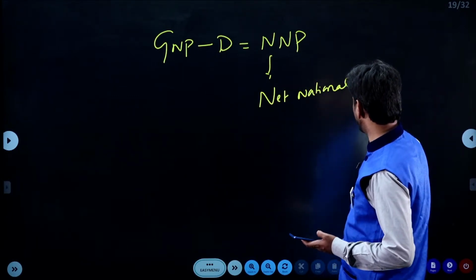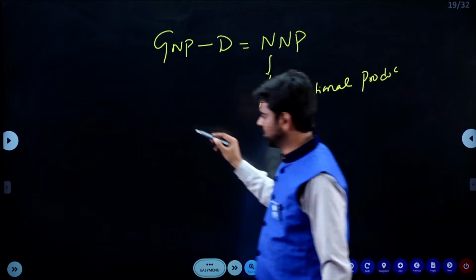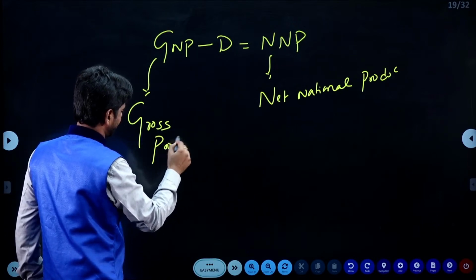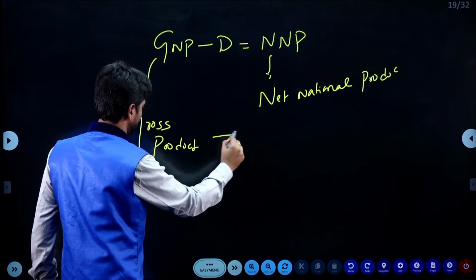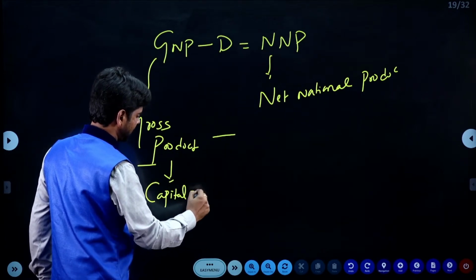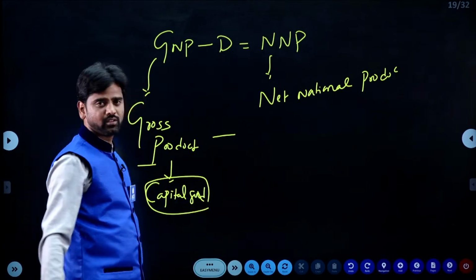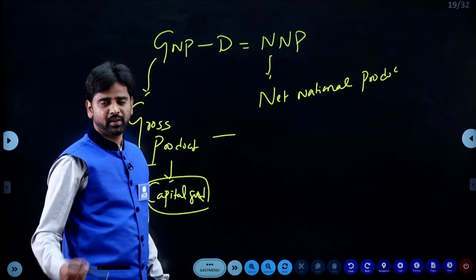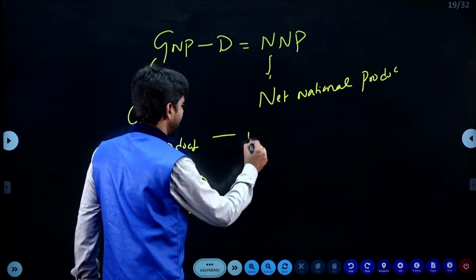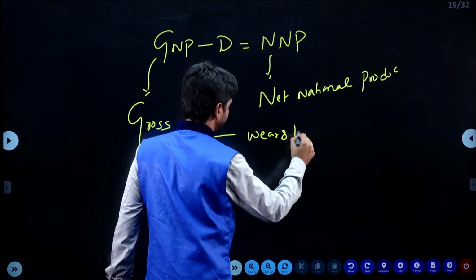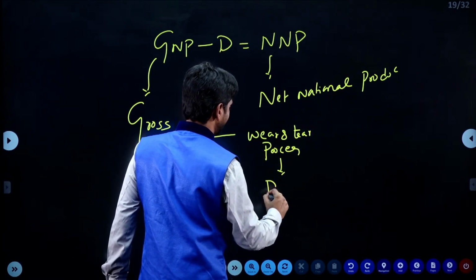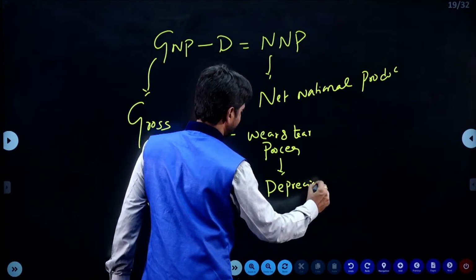Net national product. Here the G is nothing but the gross product. So this gross product belongs to which one, guys? Particularly the capital goods, which are fixed assets. Since these capital goods continuously participate in production activities, the wear and tear process occurs. Technically we call it depreciation.